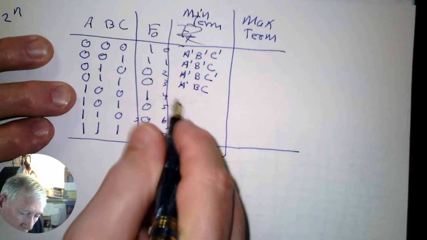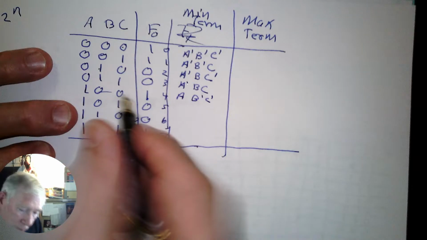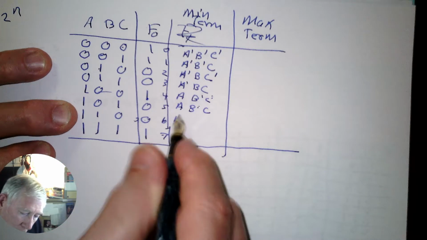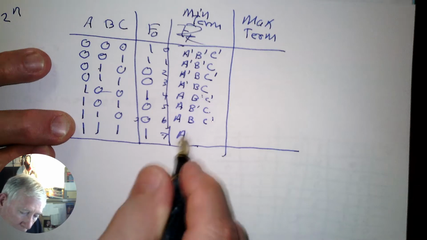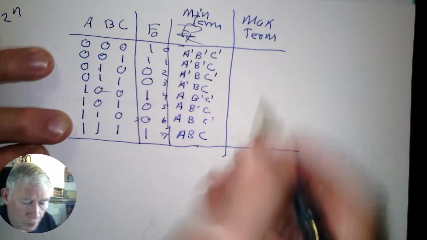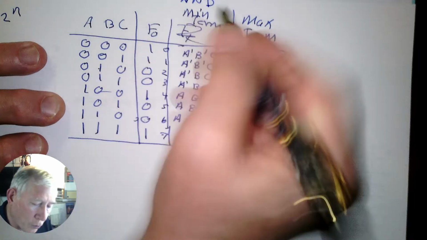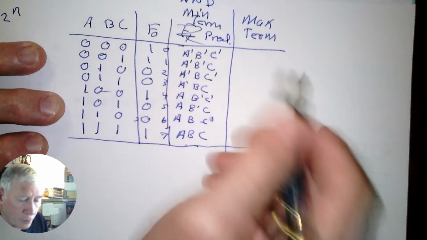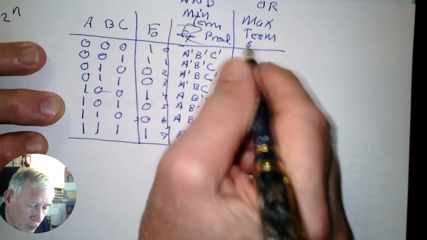And then we have A, B prime, C prime, where A is a 1 and B and C are 0. And then we have A, B prime, C. And then we have A, B, C prime. And finally, A, B, C. Now the minterms are going to be AND terms, or we'll call those product terms. The max terms are going to be OR gates, or we'll call them sum terms.